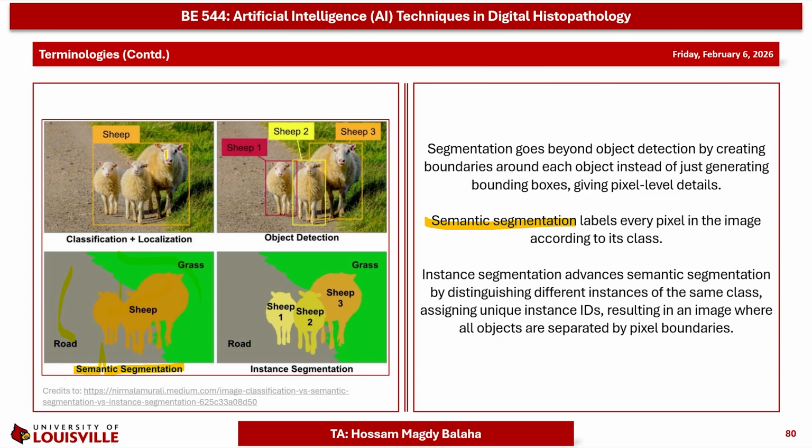And here comes instance segmentation. It goes further, it differentiates each individual object even if they belong to the same class. So every new instance receives a unique identifier, enabling quantitative analysis such as cell counting, nuclear morphology measurements, and spatial relationships or spatial statistics like nearest neighbor distance. So in this figure, it segmented everything, sheep 1, sheep 2, and sheep 3, and gave each of them a unique ID.